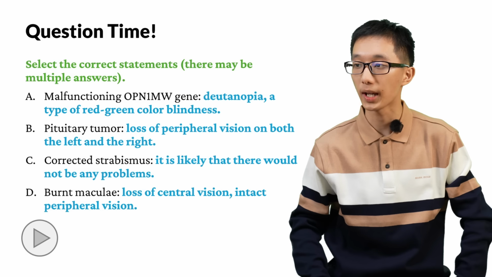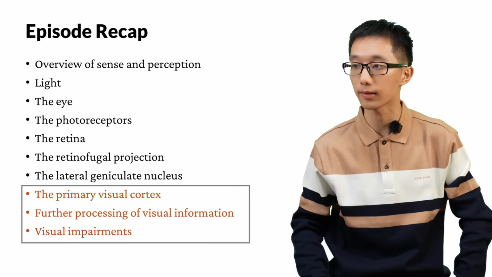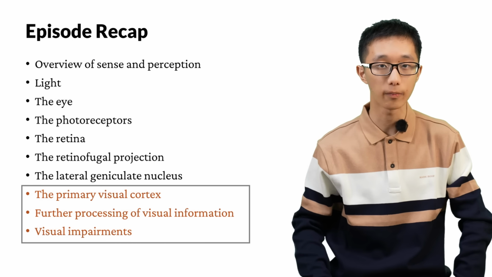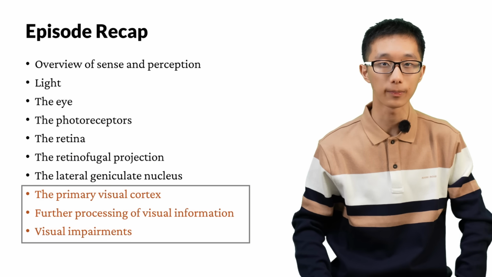D. Burnt maculae will cause macular holes. This leads to loss of central vision but intact peripheral vision. In this episode, we went to the primary visual cortex, talked about further processing of visual information in higher cortical areas, and discussed some visual impairments. That's all for our trip in the visual system.